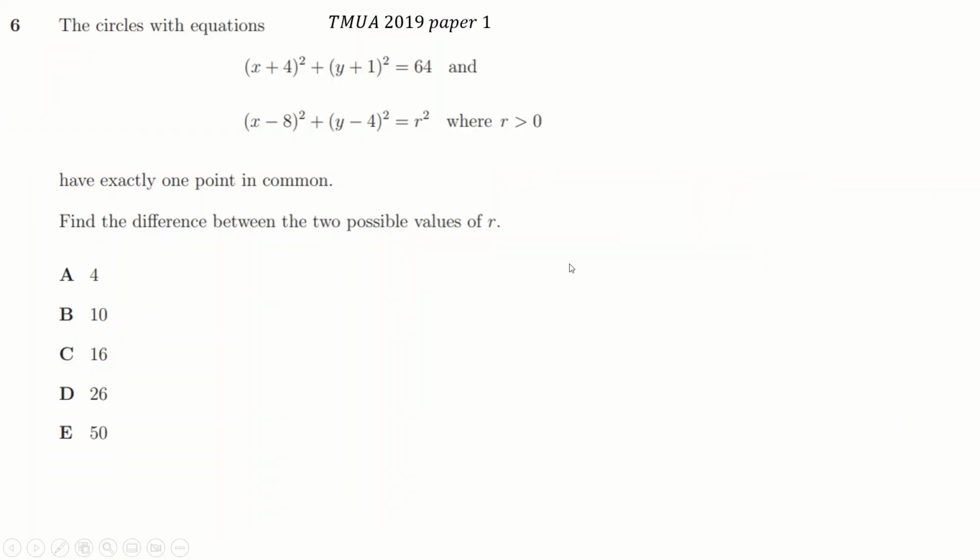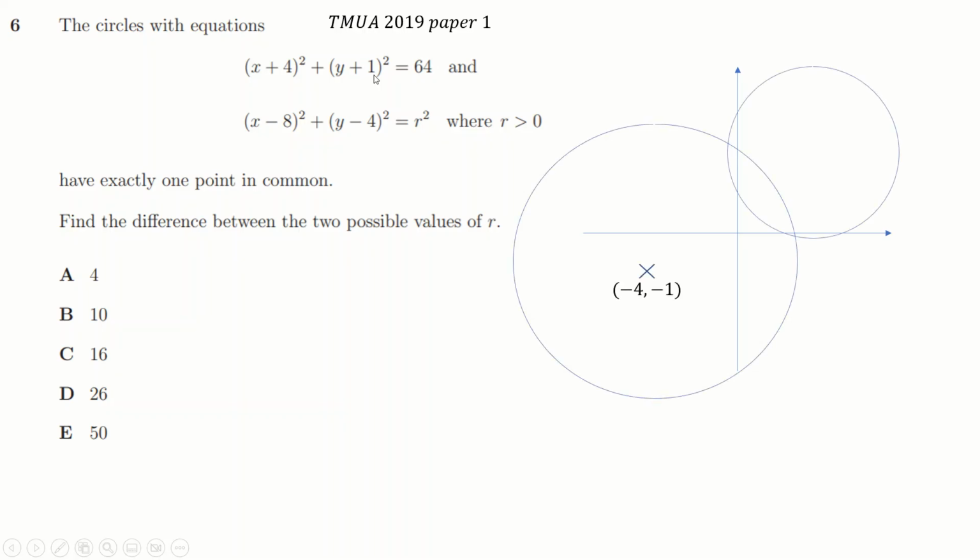This is actually a Tamura question, because of course I couldn't get through a whole video without talking about Tamura. Anyway, I couldn't get through a whole video without talking about the value of sketching. So you can do this algebraically, but it's much easier to sketch it. We've got one circle, radius 8, center (-4, -1). And we've got another circle, center (8, 4), so up here somewhere, radius r.